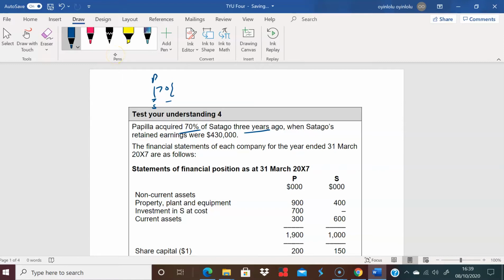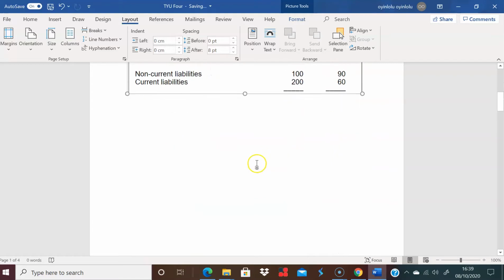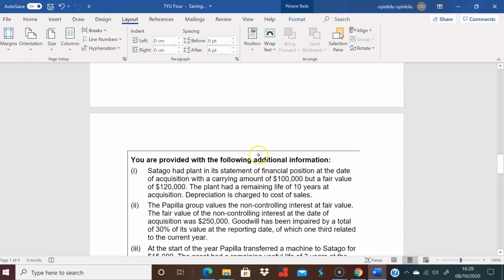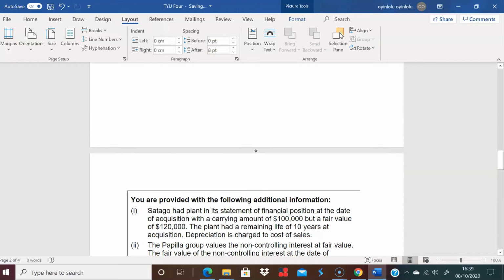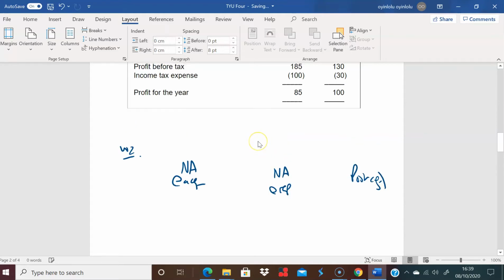Okay, right. Financial statements of each as follows. You have all this really good information here, pretty straightforward, and you have the statement of profit or loss. So let's jump in, and I'll do each as we go along. First things first. It says here that S acquired plant at the date with a carrying amount of 100,000, but a fair value of 120,000. I'll call that working 2. So really, you have net assets at acquisition, net assets at reporting, and post-acquisition. This will help us for anything.